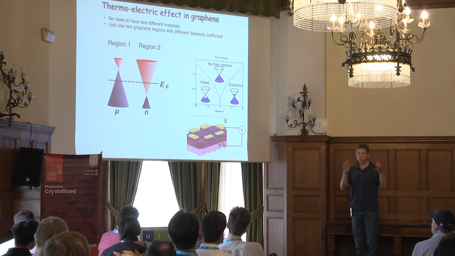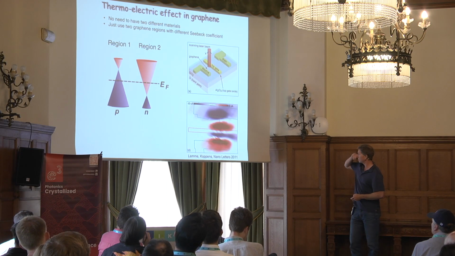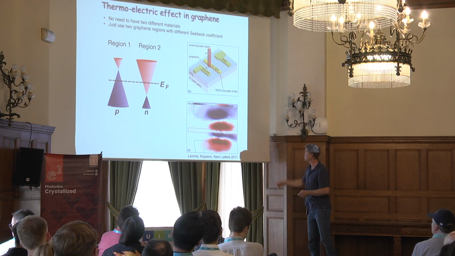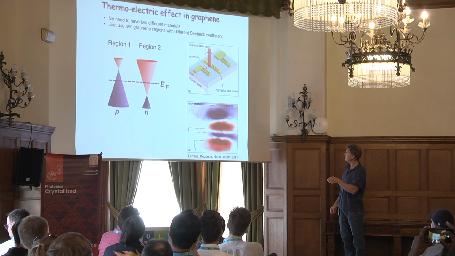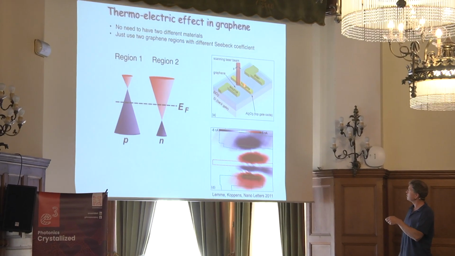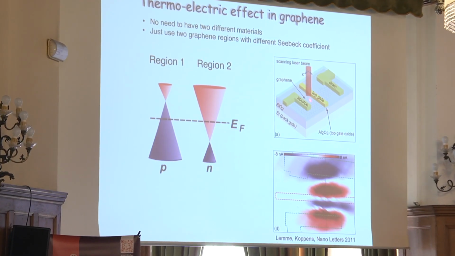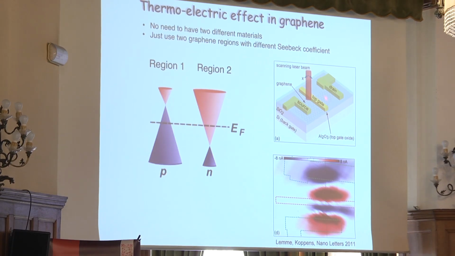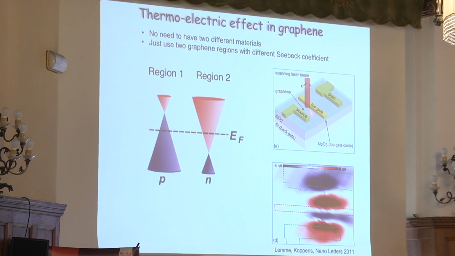So I can do this with two different gates, or initially the work that we did back in 2011 is actually just to have a narrow top gate in combination with a back gate, okay? And then you can get two different regions. So on the top gate, the doping is different from, to the left of the top gate or to the right of the top gate, and then that gives a difference in Seebeck coefficient, and that can lead to a photothermoelectric effect.